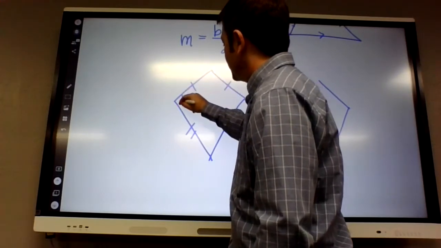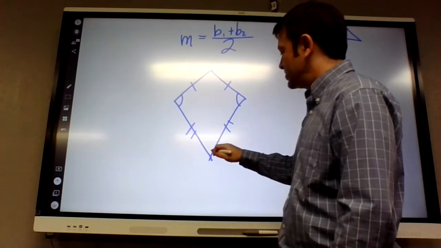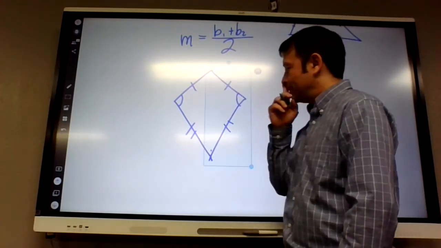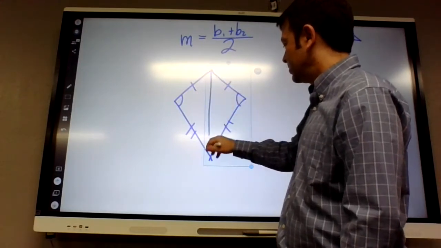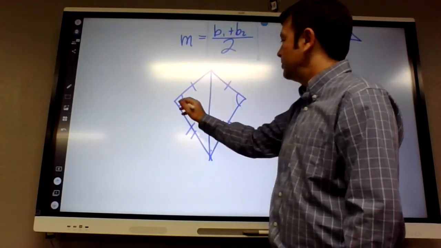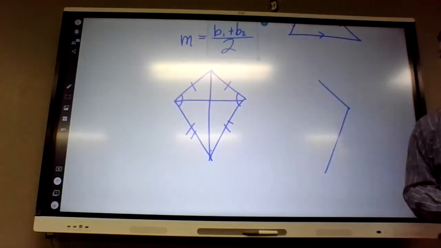One pair of opposite angles in a kite is congruent. That would be these two. This angle is smaller than that one. Can you guys tell? Okay, what do you think we know about the diagonals in a kite? Any guesses?